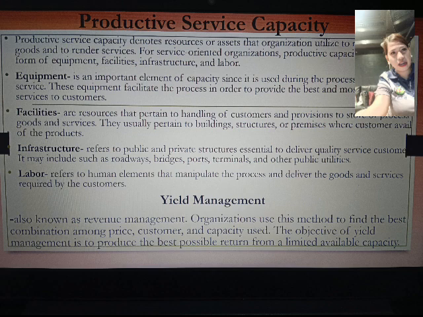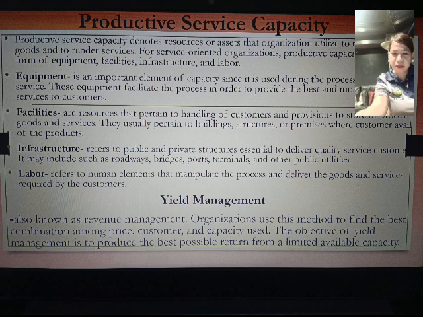So first in the line is equipment. Equipment is an important element of capacity since it is used during the process of rendering service. So this equipment facilitates the process in order to provide the best and most immediate services to customers. So without equipments, of course, it wouldn't be possible.